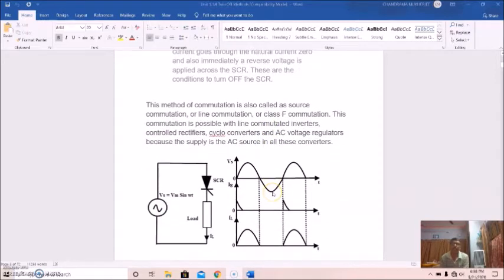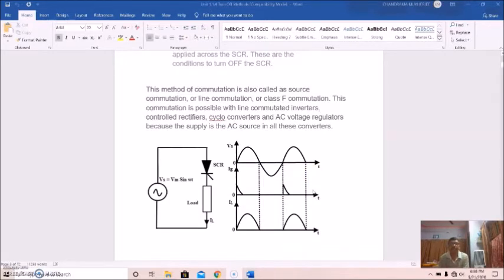This method of commutation is also called source commutation, line commutation, or class F commutation. This commutation is possible with line-commutated inverters, controlled rectifiers, cycloconverters and AC voltage regulators, because the supply is the AC source in these converters.